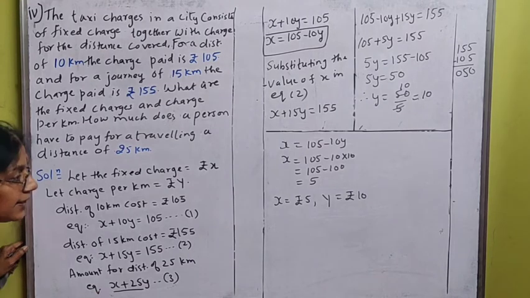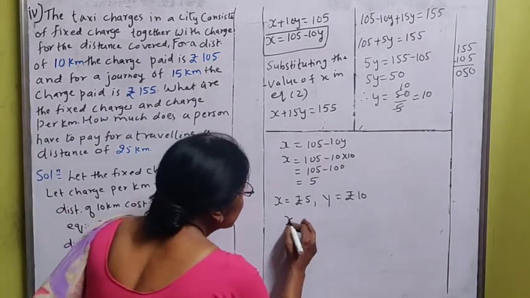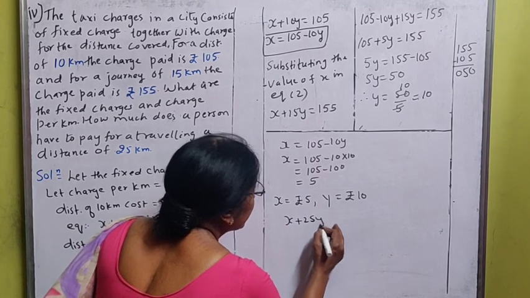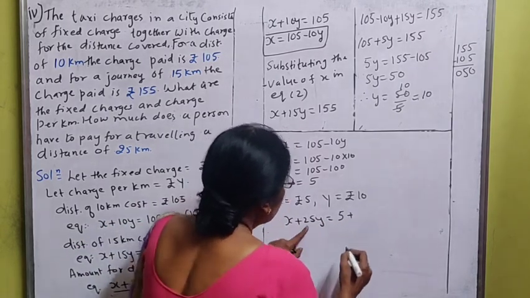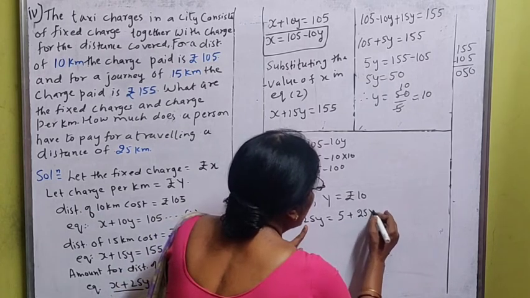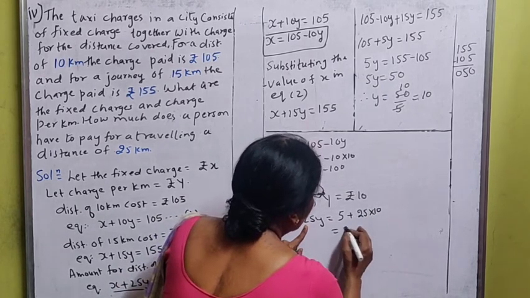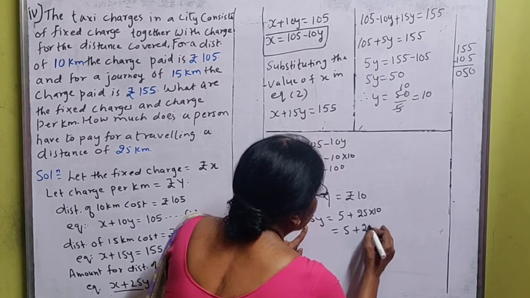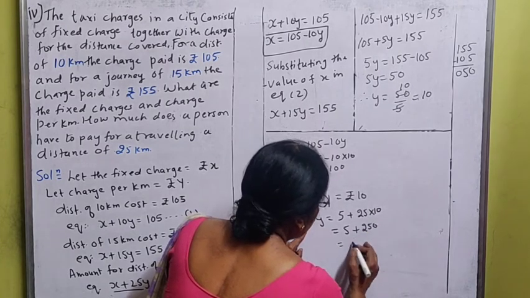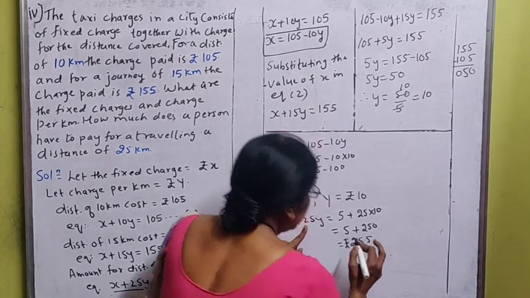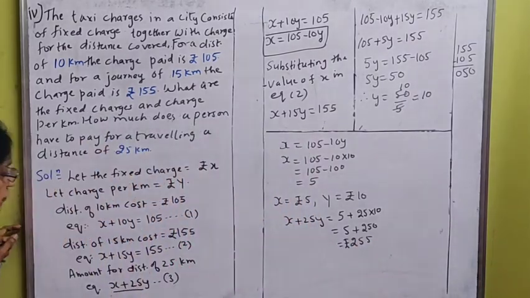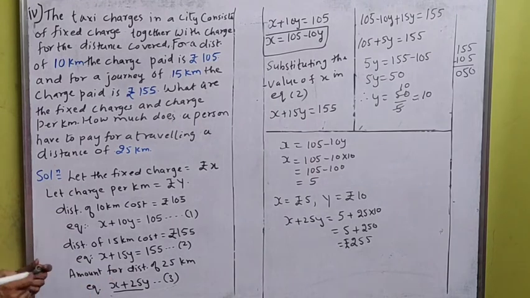So we have to take this. What we will get is x plus 25y is equal to... what is the value of x? 5. Plus 25 times the value of y, which is 10. So it is equal to 5 plus 25 into 10. How much is that? 250. So that is 250 plus 5, which is 255. So he has to pay rupees 255 if he travels 25 kilometers. So you came to know what it is.